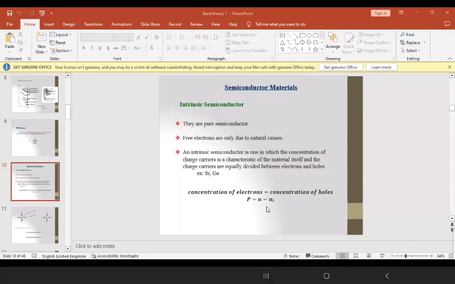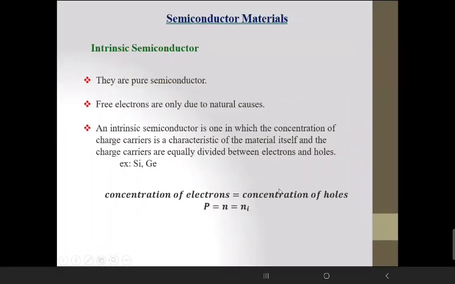And this condition is not suitable for the extrinsic semiconductor. The number of holes is not equal to the number of electrons. So here we have to find out the carrier concentration in intrinsic semiconductor. That means carrier concentration means number of electrons, number of holes in the intrinsic semiconductor. Similarly, you need to find out the carrier concentration in extrinsic semiconductor. So today I'm going to discuss all these.